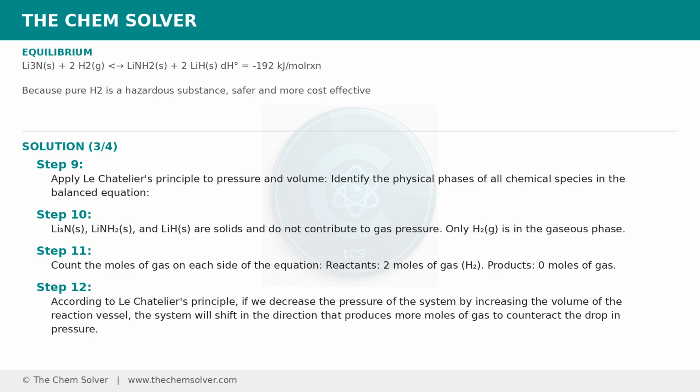Count the moles of gas on each side of the equation. Reactants, 2 moles of gas, H2. Products, 0 moles of gas. According to Le Chatelier's principle, if we decrease the pressure of the system by increasing the volume of the reaction vessel, the system will shift in the direction that produces more moles of gas to counteract the drop in pressure.